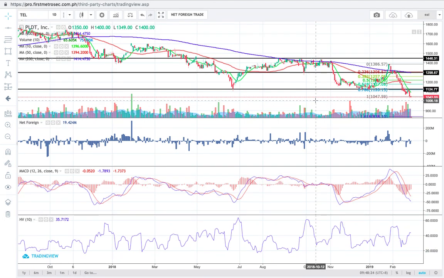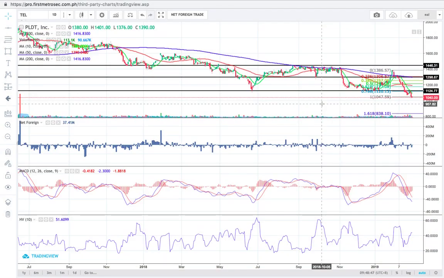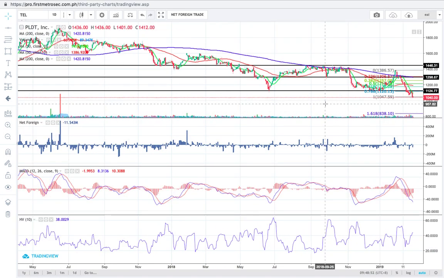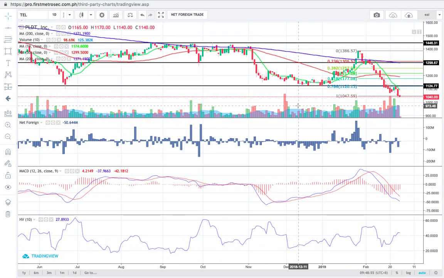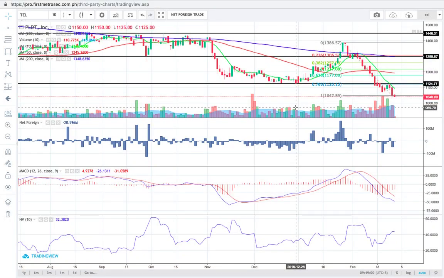Although it's not a bad idea to enter the telecom industry, if you were to ask me which is better, Globe or TEL, fundamentally and technically speaking, I would choose the latter, I mean the former, Globe. Okay, but our topic is TEL, not Globe. So let me give you now my analysis about TEL. So there you go. The support that I'm seeing is at the 838 to 850 level. Okay, and resistance is at 1120 or 1125.